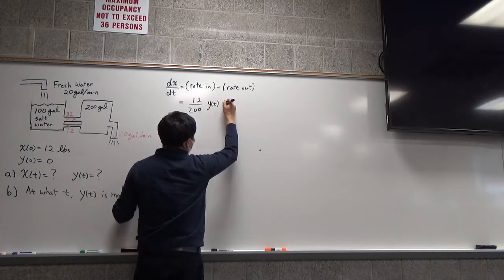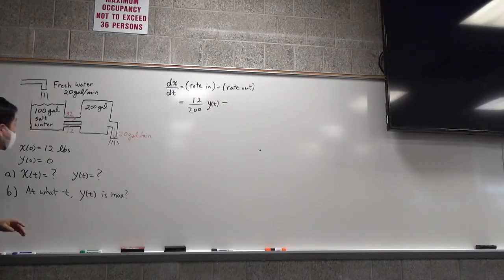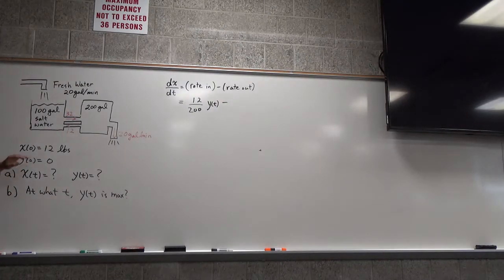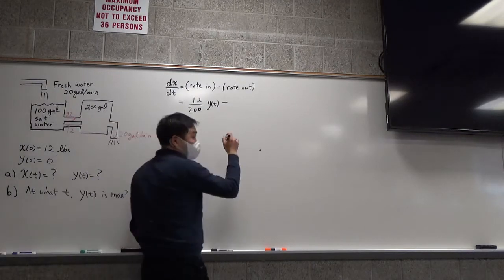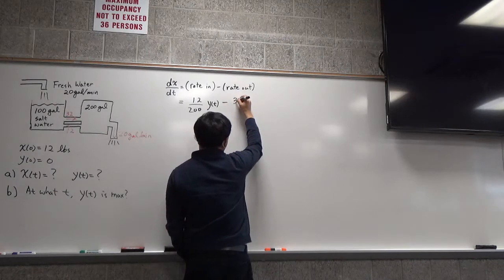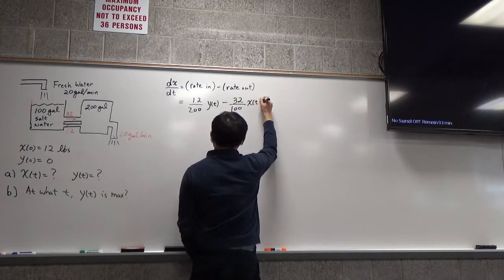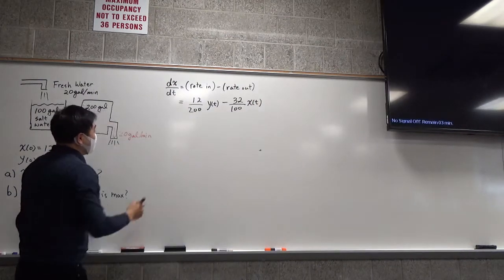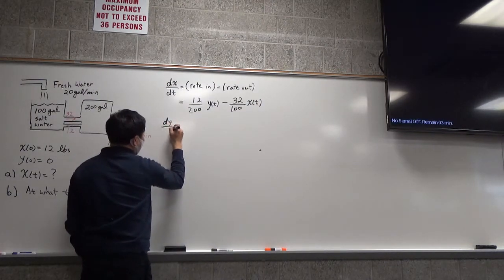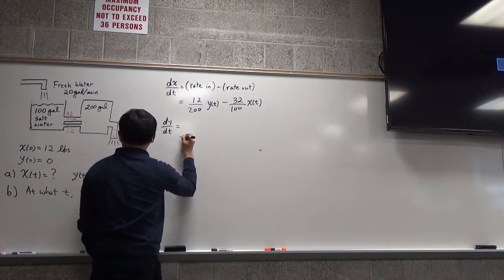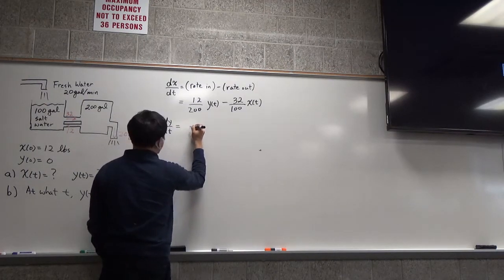Then minus. Okay, now let's think about the rate out. So the salt that's leaving is leaving through this pipe, 32, right? Now, can you come up with the rate out? What should I write? 32 over 100. 32 over 100 times? x of t. x of t. Very good. All right, now let's think about dy/dt. This is more involved. First of all, you need the rate in.